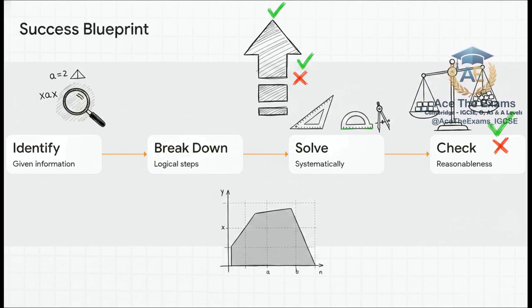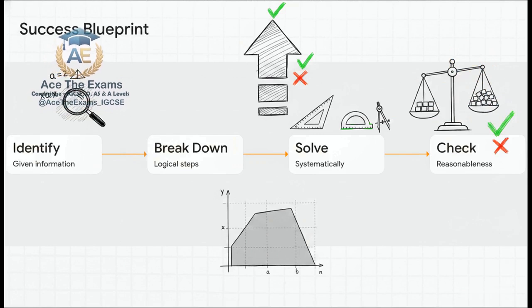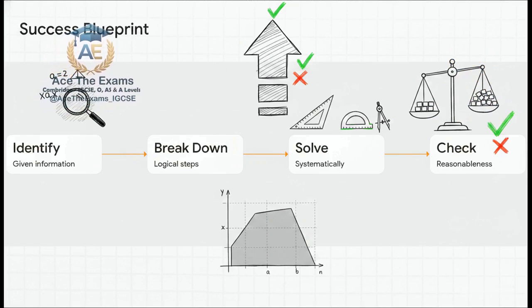Let's look at how this transforms a student's performance in real time. Remember our rushing student Sam? Sam sees a complex trapezium rule question and instantly starts plugging in numbers. Zero structure. But if Sam applies this blueprint, everything shifts. Step 1. Identify given information. What are the limits of integration? What is n, the number of strips?